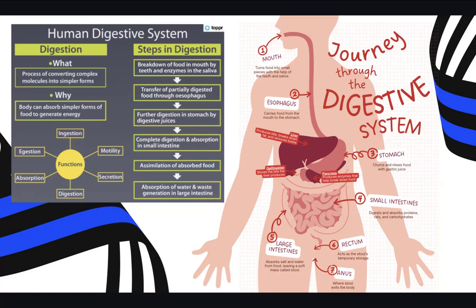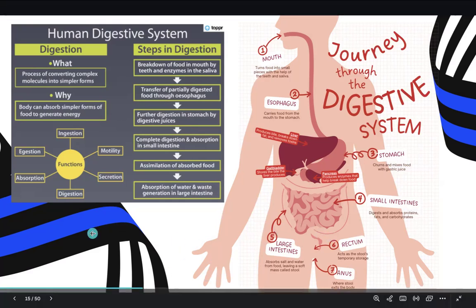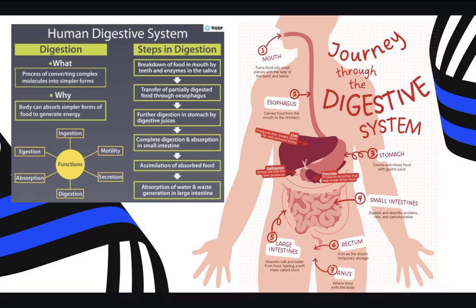And then, of course, you have the large intestine, which would absorb excess water and produce vitamin K. And then the rest of the undigested materials will proceed to the rectum and then the anus, of course. Okay, so there. So let us just try to track the pathway of the food.